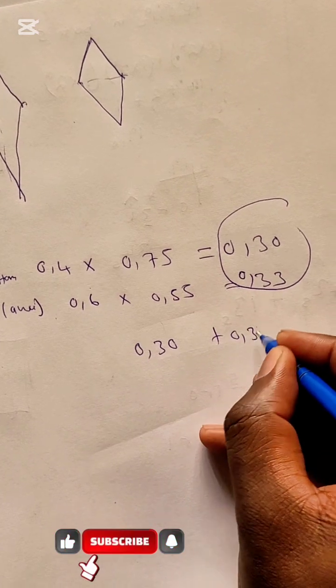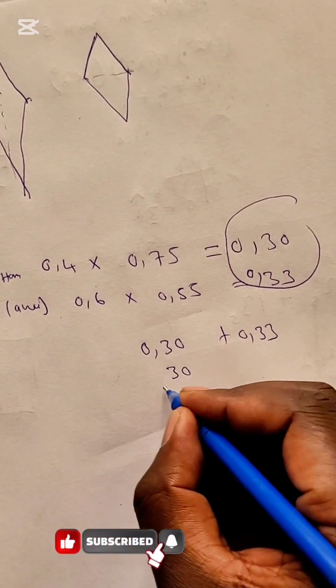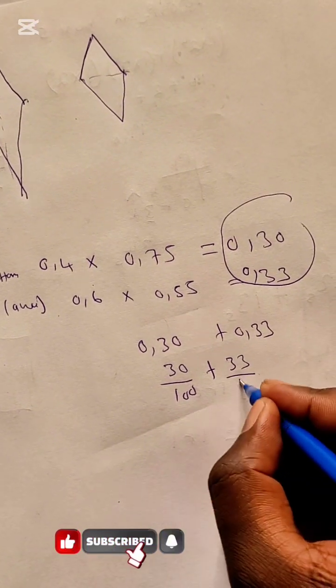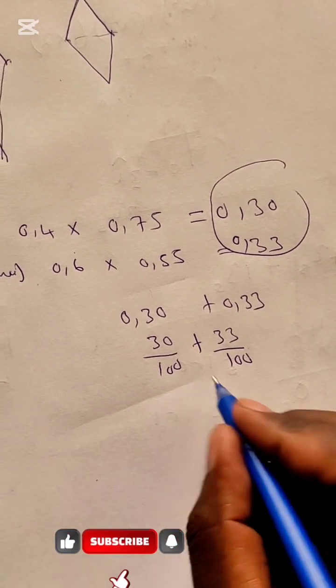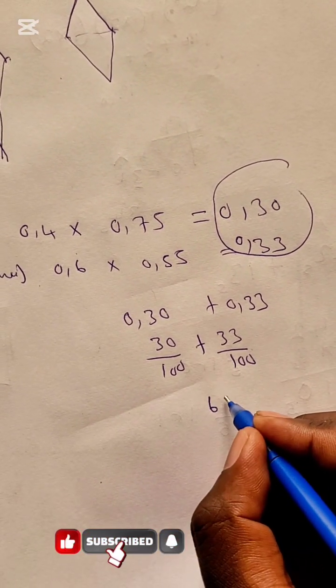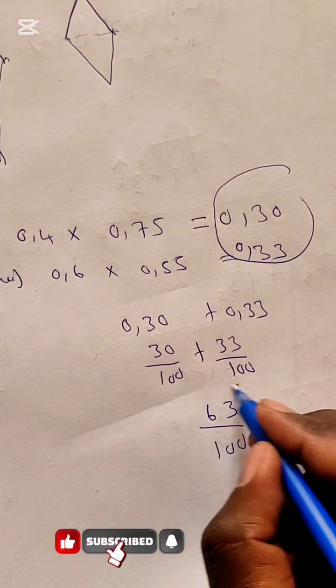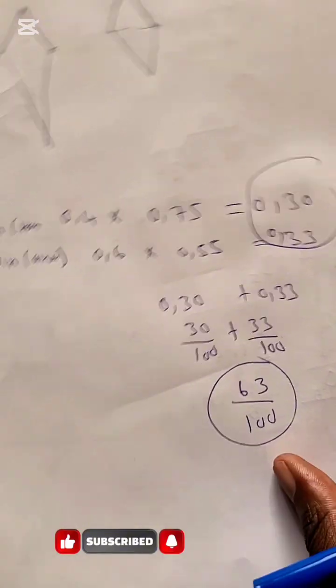So we're going to say 0.30 plus 0.33, which is the same as 30 over 100 plus 33 over 100. So what do we get? We get 63 over 100. That will be our final answer.